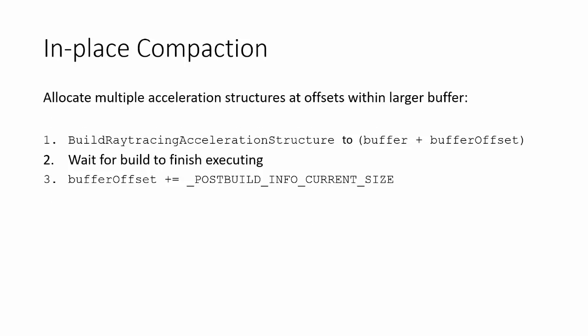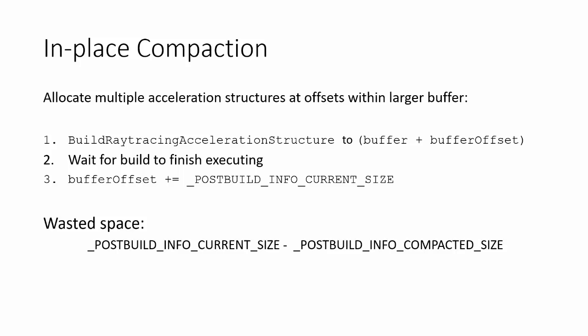If you want to do better, there's a couple of approaches you should talk about. In-place compaction can be done fairly straightforwardly. The idea here is to have one larger buffer with an offset. And for every acceleration structure we want to build, we build to the current offset within that buffer, wait for that build to finish. Now that it's finished, we know the size, and we can just add the current size to the offset and then move on to the next one.